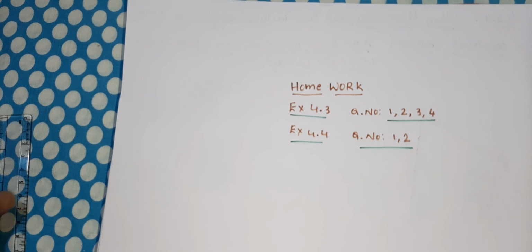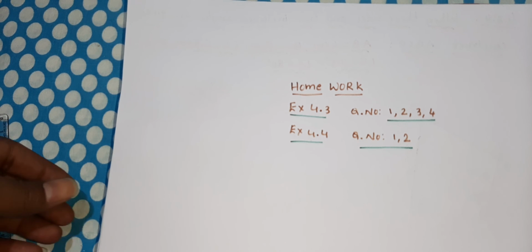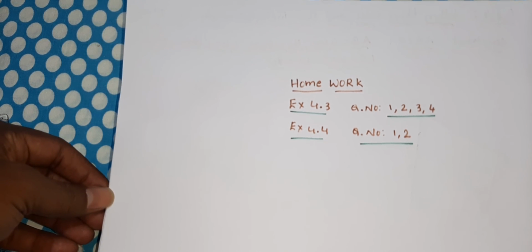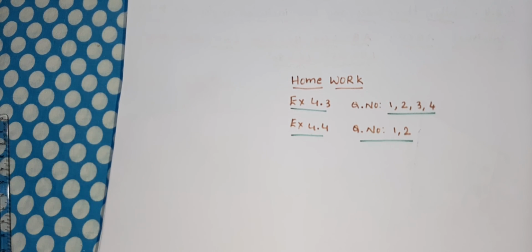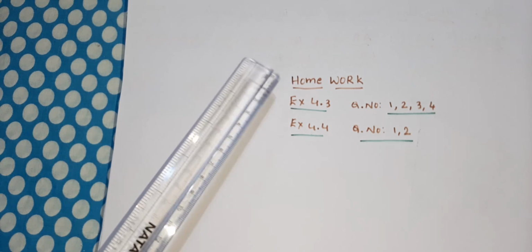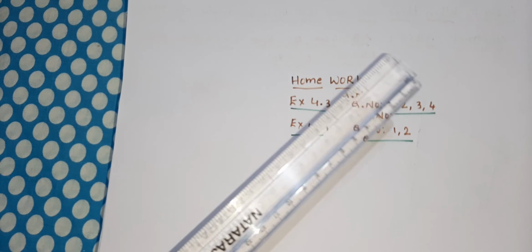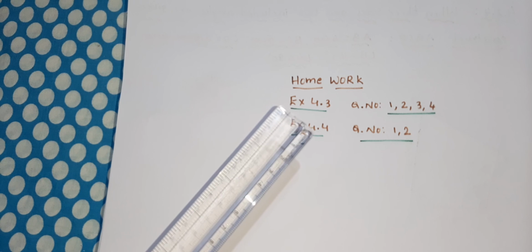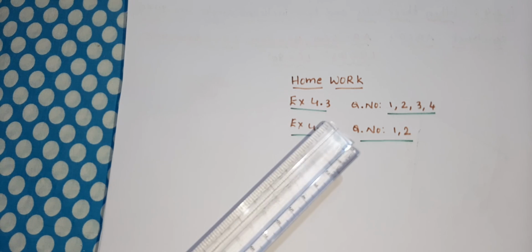Right children, I hope you understood how to construct a quadrilateral when 3 sides and 2 included angles are given, as well as when 2 adjacent sides and 3 angles are given. Right children, today's homework is exercise 4.3, question number 1, 2, 3, 4 bits, and in exercise 4.4, question number 1, 2.